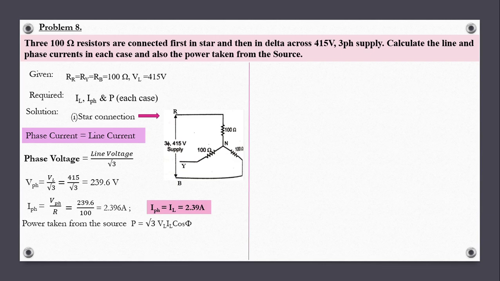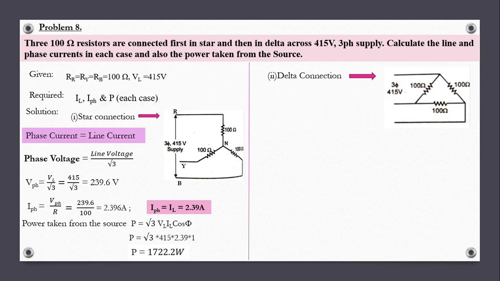Now the power taken from the source, P is equal to root 3 VL IL cos phi. Here the value of VL is 415, value of IL is 2.39 and the value of cos phi is 1. As we are using resistors, the power factor is always equal to 1, unity power factor. So the value of cos phi is equal to 1 and the value is 1722.2 watts.